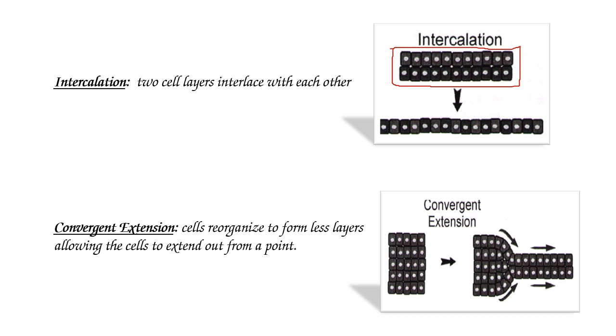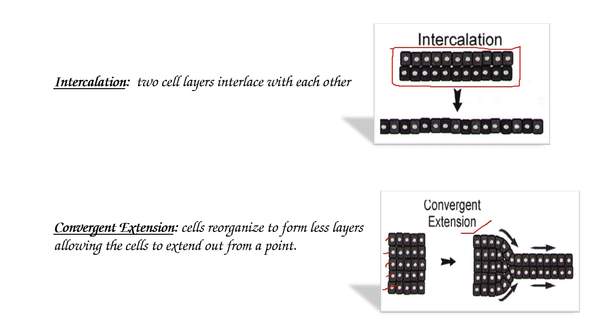And the last one is convergent extension. Cells reorganize to form fewer layers, allowing the cells to extend out from a point. So in this diagram, there are several layers of cells present: 1, 2, 3, 4, 5 layers of cells. These 5 layers of cells are reorganized to form fewer layers. So these 5 layers extend and form 2 layers here. If you observe, all these cells are rearranged and they become fewer layers of cells. This we will call convergent extension.